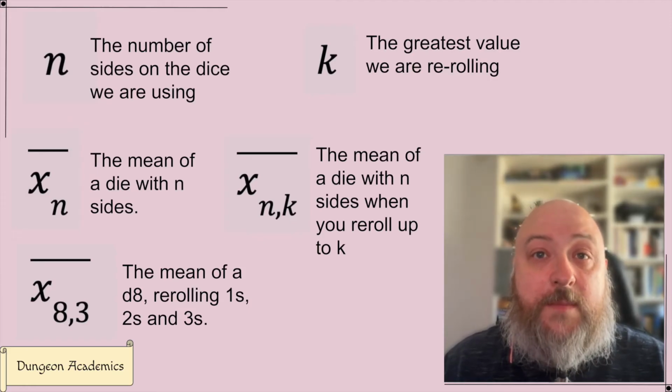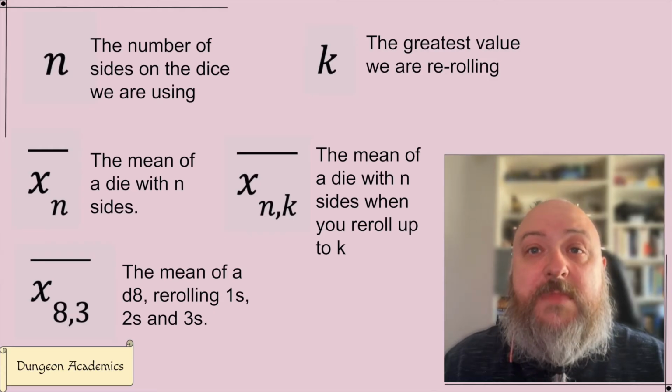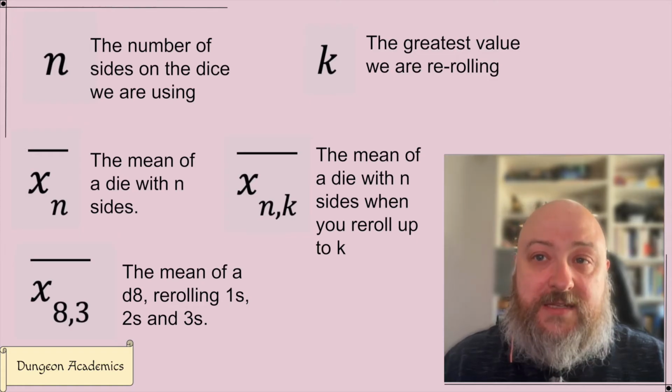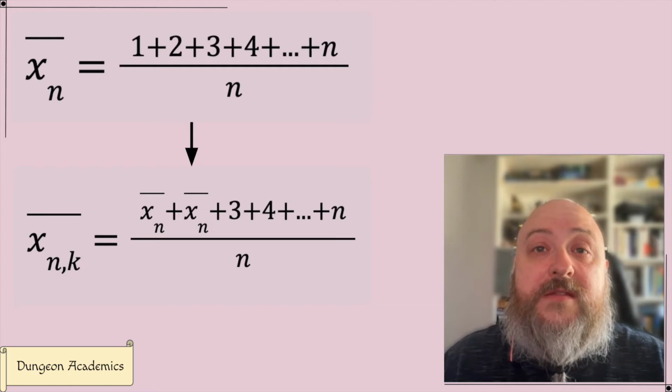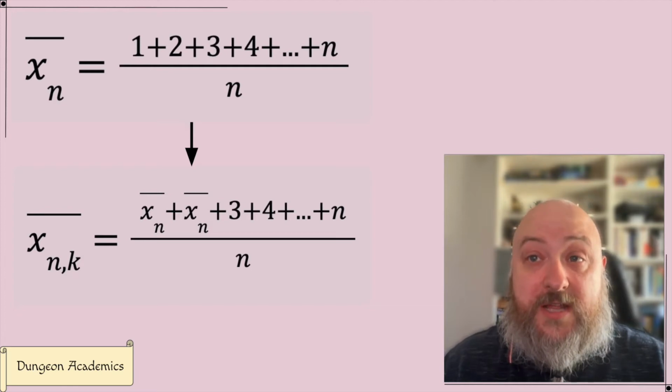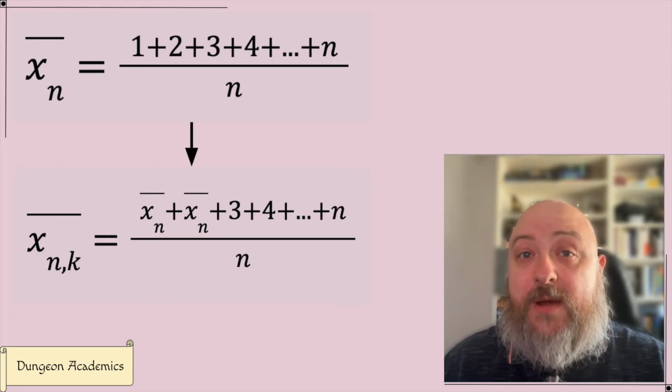X bar sub n sub k is the mean of a die with n sides when re-rolling values up to and including k. This means that x bar sub 8 sub 3 refers to a d8 where values of 1, 2 and 3 are re-rolled. In the Fighting Stylist, I calculated the modified mean using this template. I started with a general formula for the mean of a die, then I replaced the values of 1 and 2 with the mean, x bar.